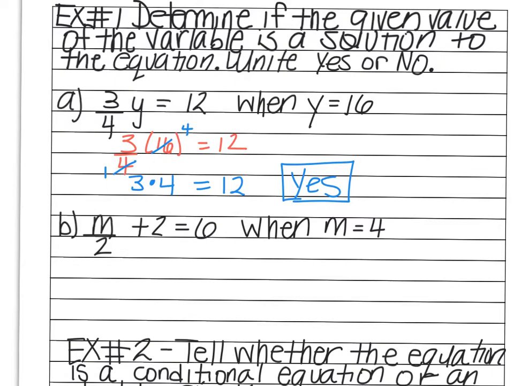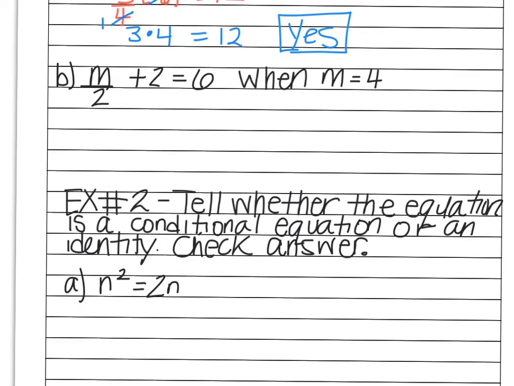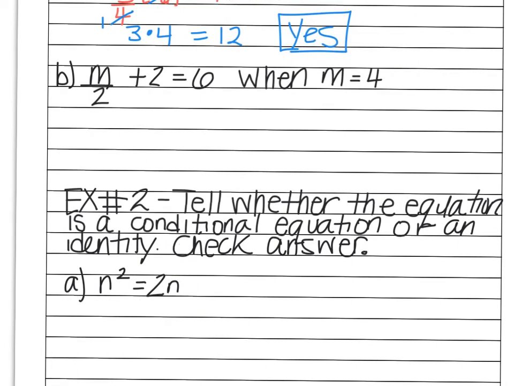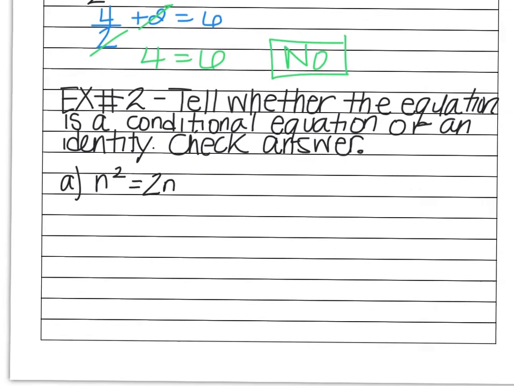Here for b, it says m over 2 plus 2 equals 6 when m is 4. So you want to substitute 4 in for m and see if we get 6. Well, I'll cross cancel. I get 4 equals 6. That is not true, so we would say no. And these are conditional because it doesn't always work out. It has to be the right number to substitute in.